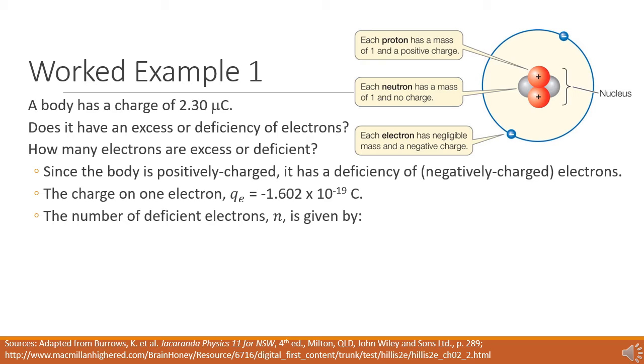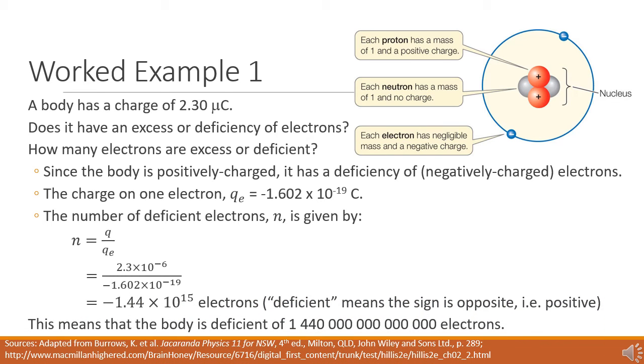The number of deficient electrons, N, is given by the formula N equals Q over Qe. Q is the charge on the body, Qe is the charge on one electron, which equals 2.3 times 10 to the negative 6 over negative 1.602 times 10 to the negative 19. That equals, using calculator, negative 1.44 times 10 to the 15 electrons. Remember, deficient means the sign is opposite. So, what does that mean? The body is deficient of 1.44 quadrillion electrons.